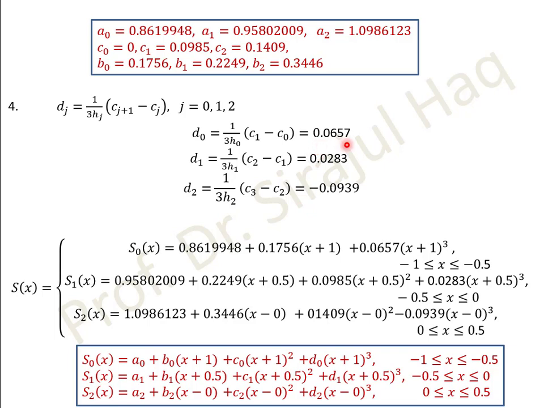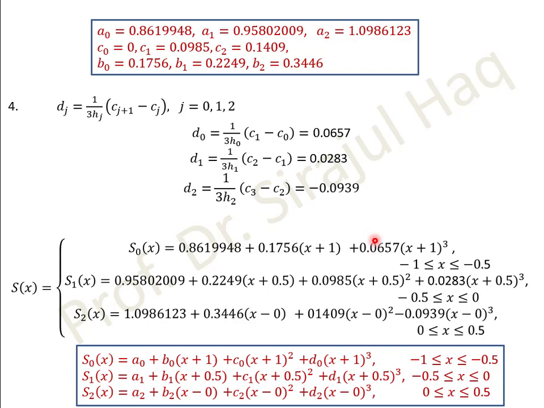I just went up to 4 decimal places in this calculation. Otherwise, you can go for the complete number. So you computed this is the value of A0. This is the value of A1. This is the value of A2. This is the value of B0, which is coming from there. The value of B1 is here. The value of B2 is there.